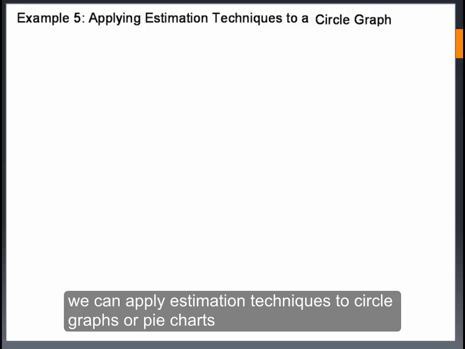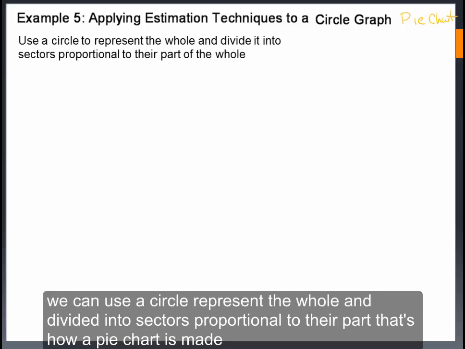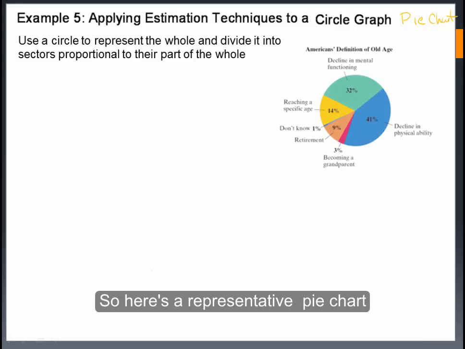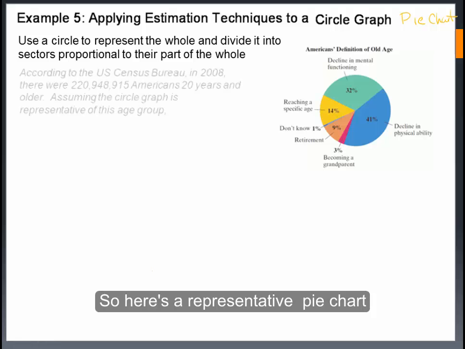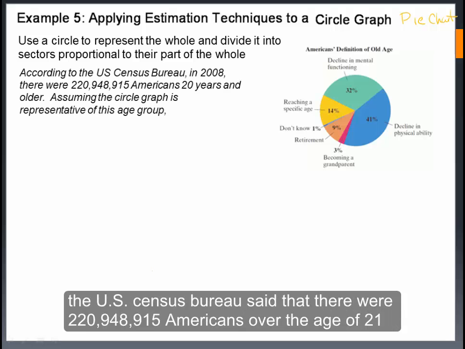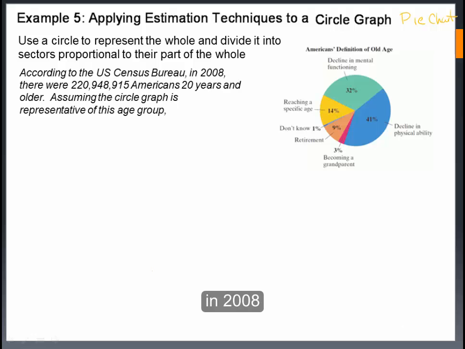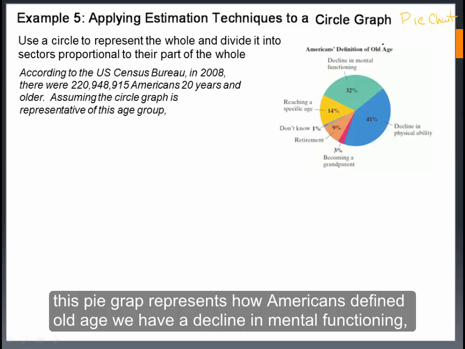We can apply estimation techniques to circle graphs or pie charts. We can use a circle to represent the whole and divide it into sectors proportional to their part. That's how a pie chart is made. So here's a representative pie chart. The U.S. Census Bureau said that there were 220,948,915 Americans over the age of 21 in 2008. This pie graph represents how Americans define old age.